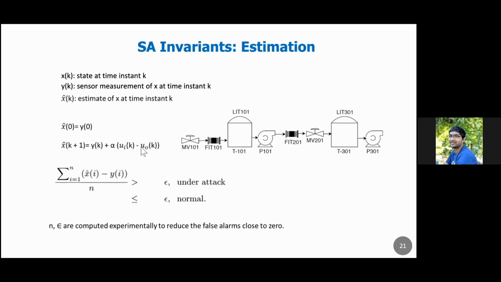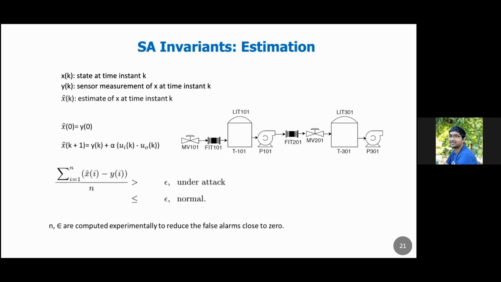So over a period of time, we are able to measure the difference between the estimation and the real values for n number of values. So we calculate the average of these n values and if the average is greater than epsilon, we say there is a fault or cyber attack in the system. Otherwise, it's normal. So this is state estimation in control systems. We estimate the state of the continuous variable over a period of time.